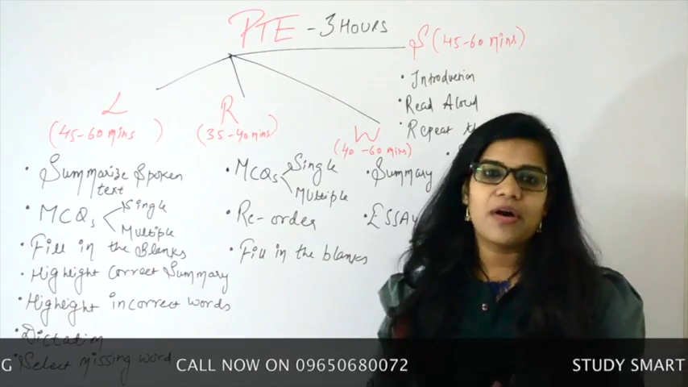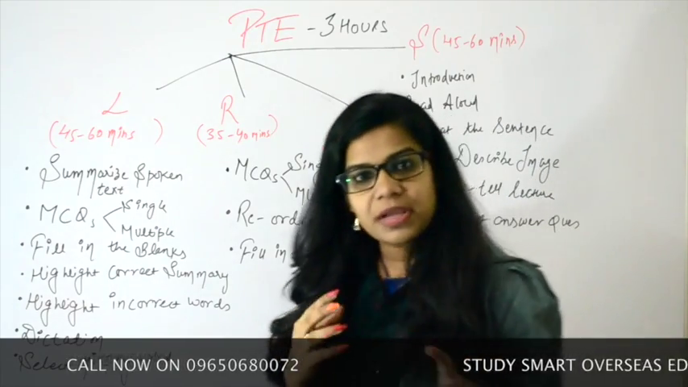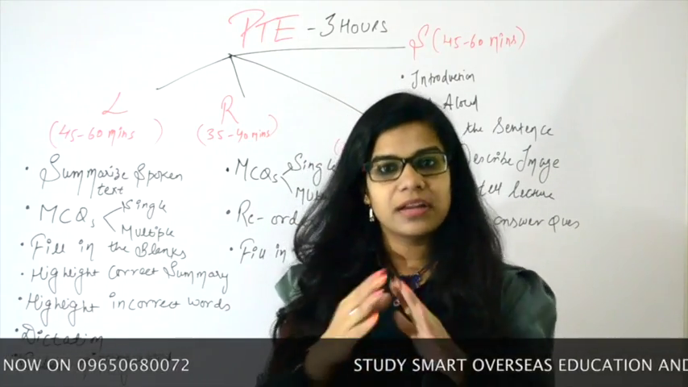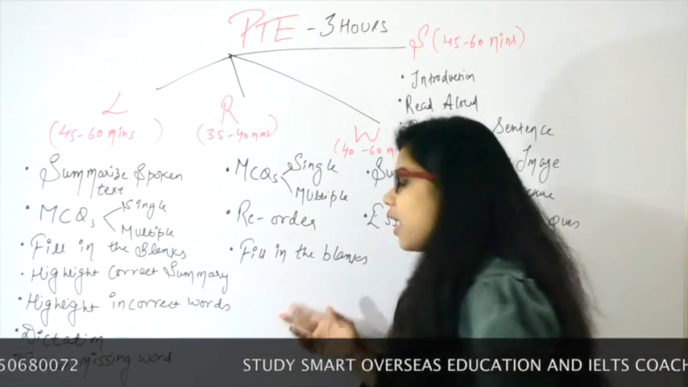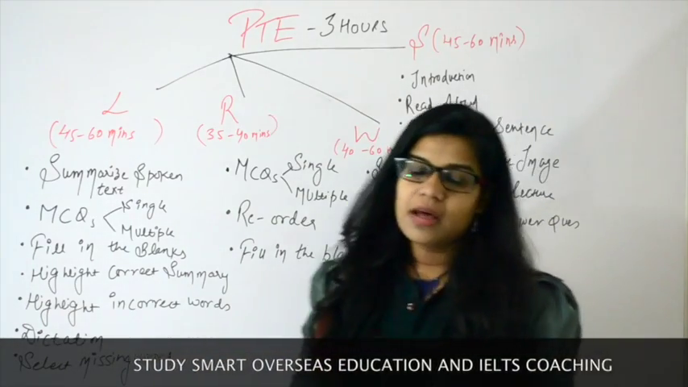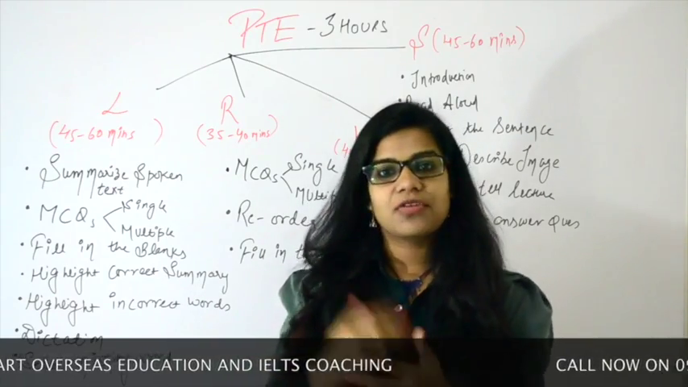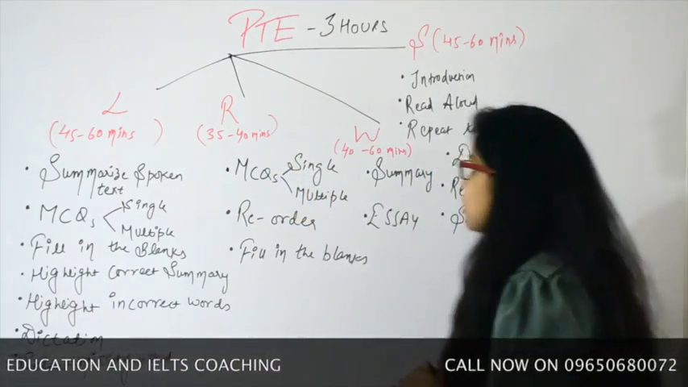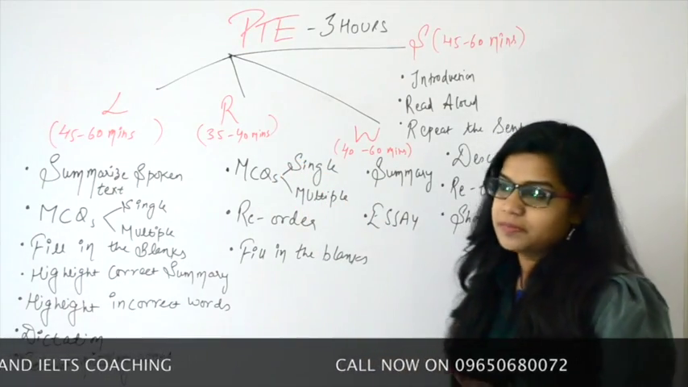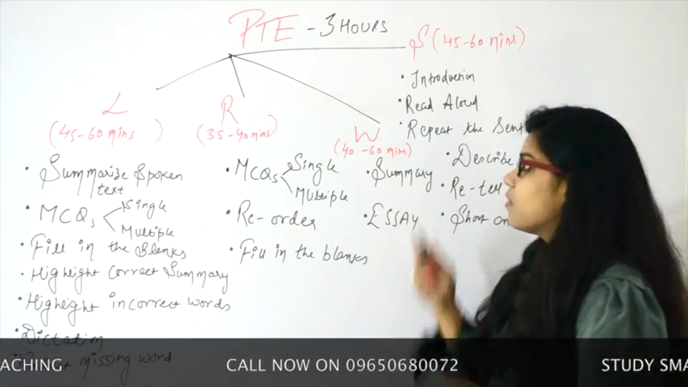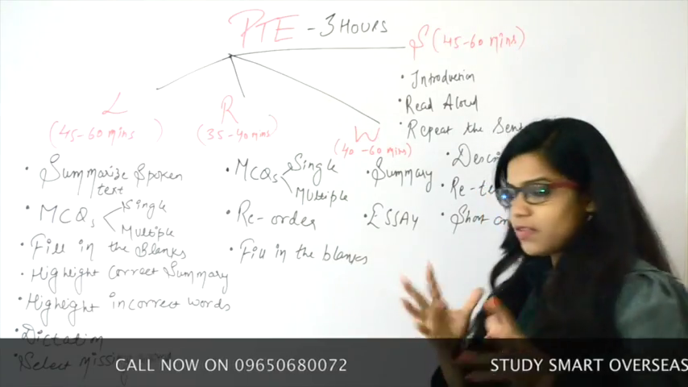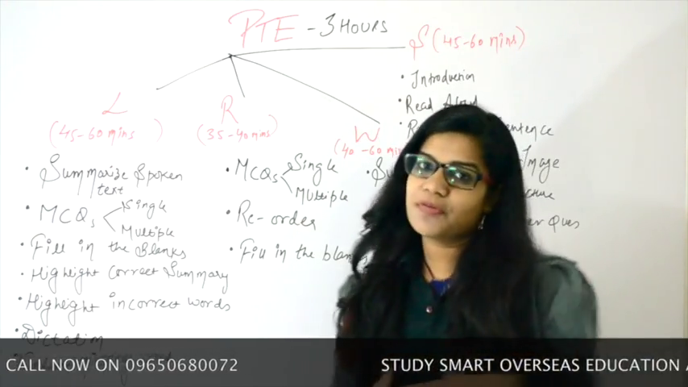Then comes your reorder. Jumbled pointers would be given to you and you have to make it in a proper order. And then last, fill in the blanks. Blanks would be given and the options would also be given to you and you need to find the answer accordingly. This is of 35 to 40 minutes only. Coming to your writing section, which is of 40 to 60 minutes, you get only 2 types of questions.